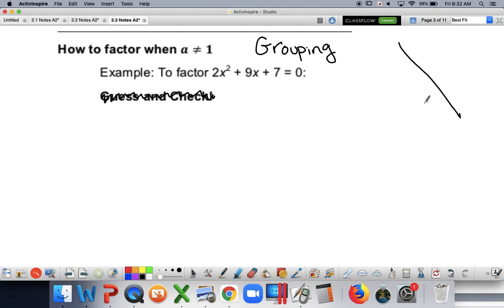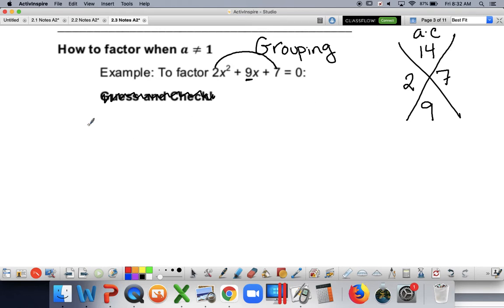I set up an X marks the spot like we have been, but I have to multiply my A times my C. So I put A times C up here, which is 14. I put my B value down here, 9. I'm looking for two numbers that multiply to give me 14 and add to give me 9. 2 times 7 is 14, and 2 plus 7 is 9.